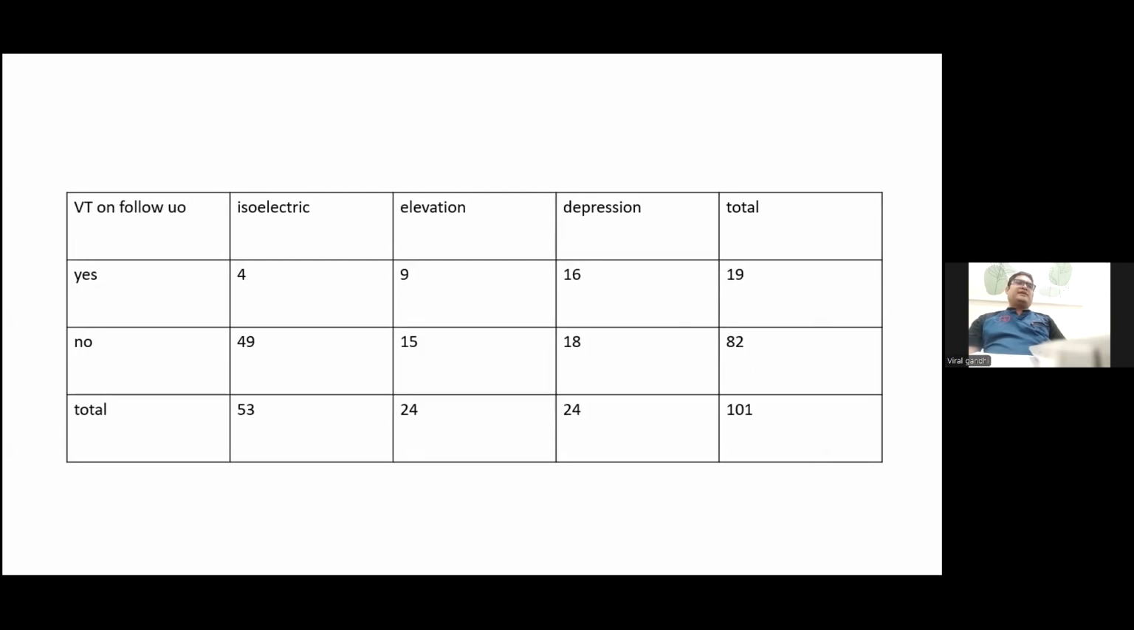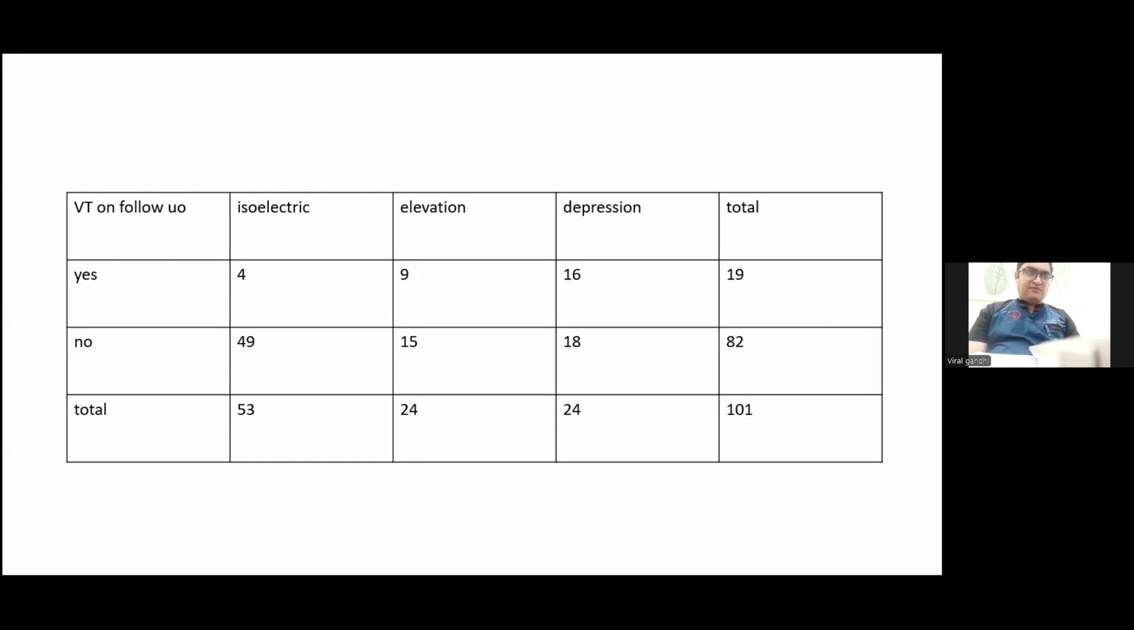On follow-up, we did the follow-up at 1 month. During 1 month, 16 patients out of the total 19 patients had VT. Some patients were out of follow-up or died before the 1 month follow-up. Out of 19, most of the patients had ST elevation in AVR, and 16 patients had ST depression in AVR, when we correlated the previous ECG with the VT.